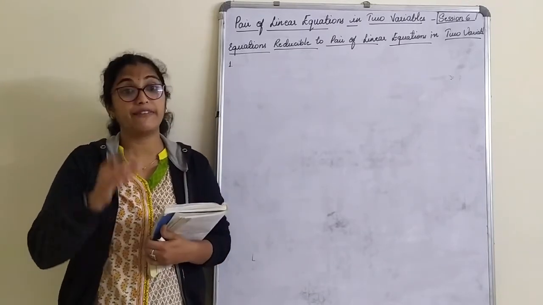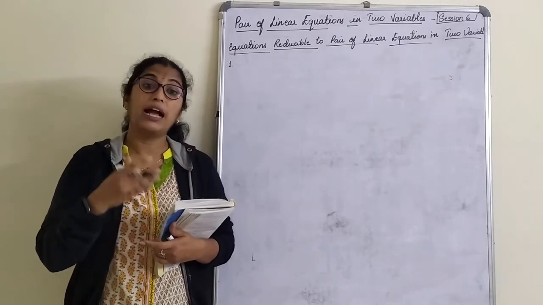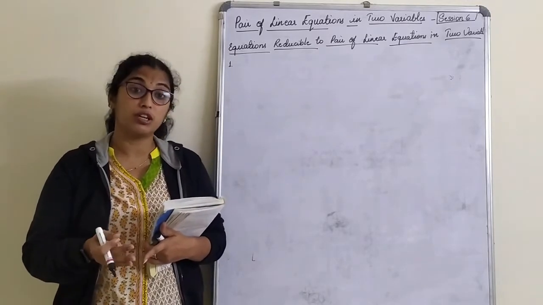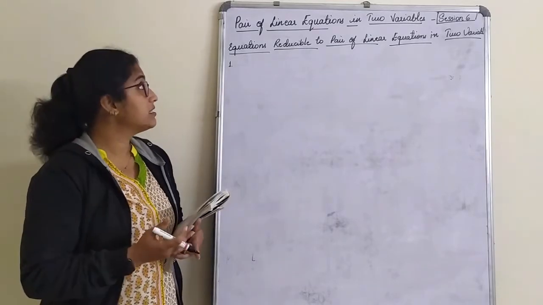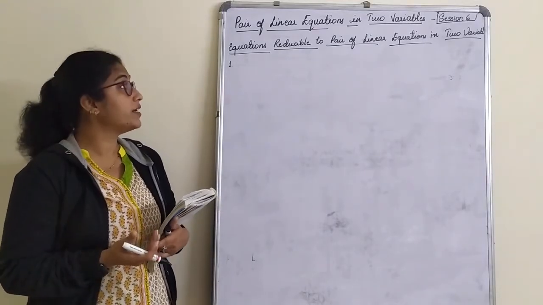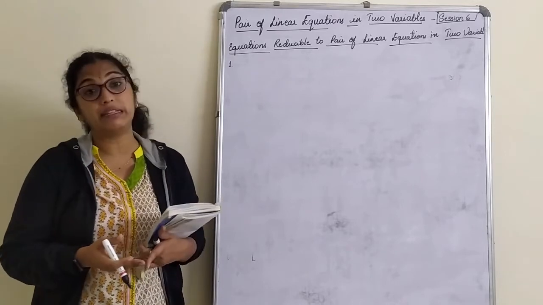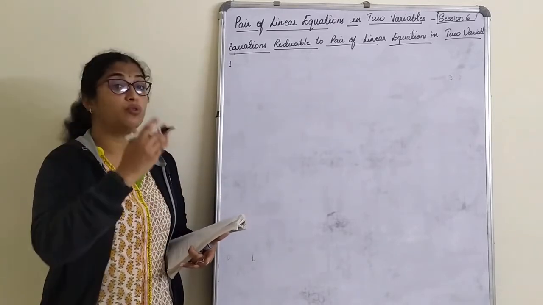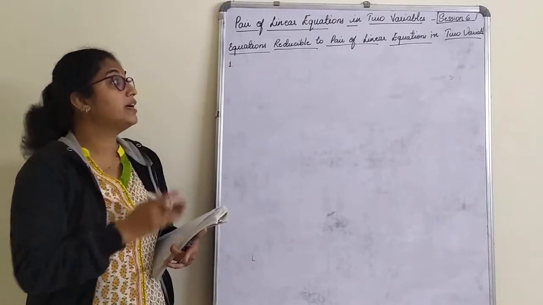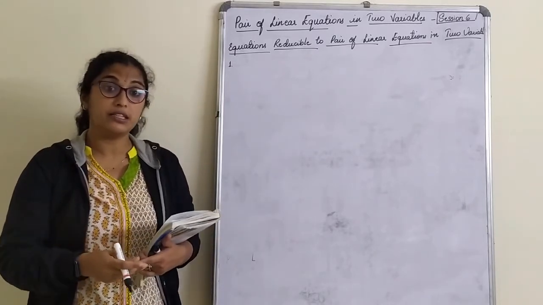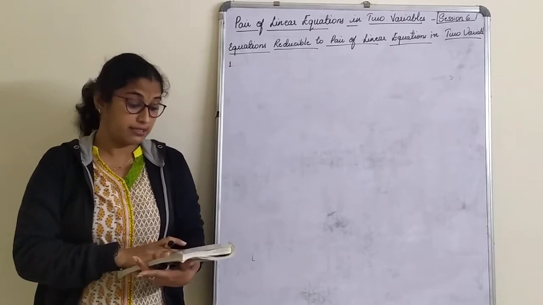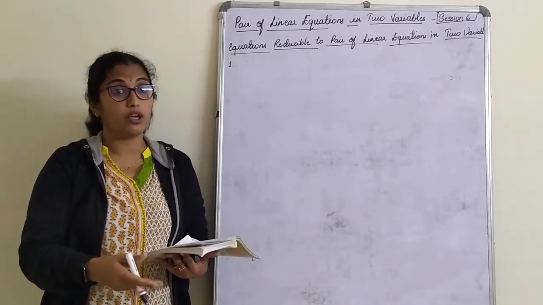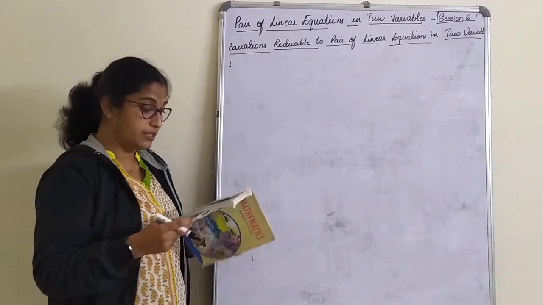So till now we have completed the graphical method, and under the algebraic method we completed substitution, elimination, cross multiplication, and this is the last method, that is equations reducible to a pair of linear equations in two variables. Where a given pair of equations we have to reduce to linear equation form and then solve it. So this is the last exercise. After this we have an optional exercise which we will also be solving in the next session onwards.